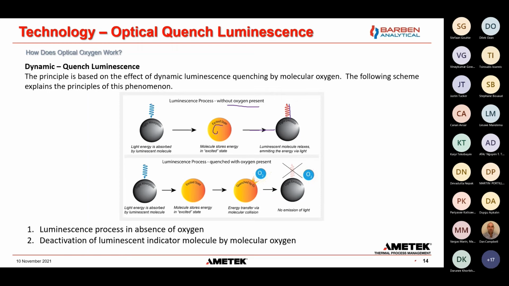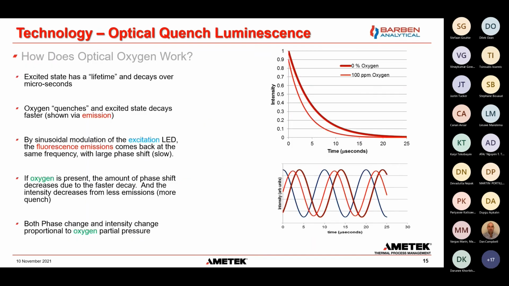Now, with oxygen present in the system, what happens? The blue light comes in, the molecule absorbs that light and goes to an excited state, and then in that excited state, with the presence of oxygen, it can collide, and the oxygen will steal that energy, and we'll have no light come back from that molecule. As a population, with a few collisions of oxygen, we'll see that as less light coming back. Okay, and that's what this graph shows us here.